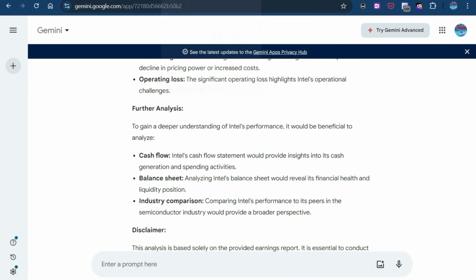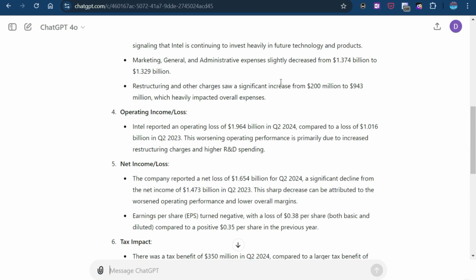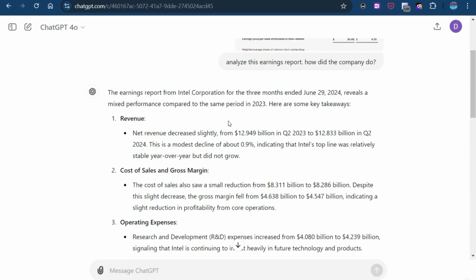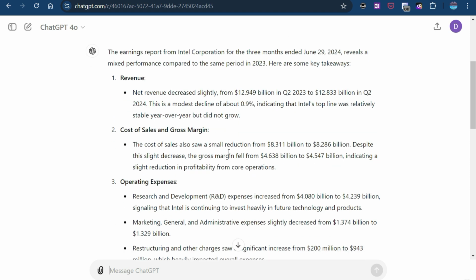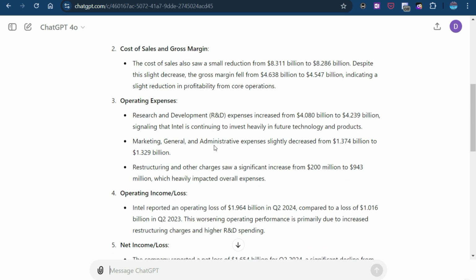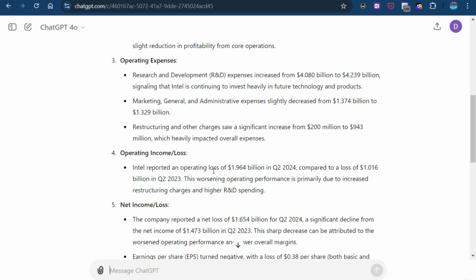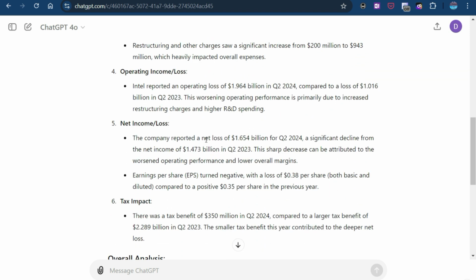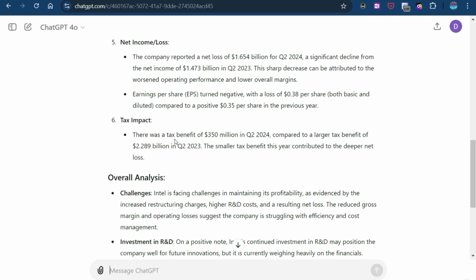Now, lastly, let's go into ChatGPT. So ChatGPT, this is the analysis it gave me. It tells me net revenue decreased slightly, a modest decline. Cost of sales and gross margin, operating expenses, so investing heavily into future technology and products. Restructuring and other charges saw a significant increase, which heavily impacts overall losses. The company reported a net loss, a significant decline. So it's giving me a bit more analysis. It tells me that there was a tax benefit compared to the previous period.